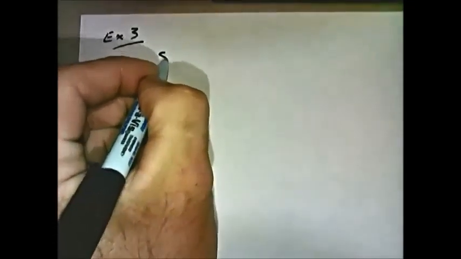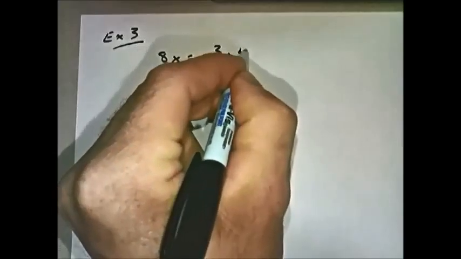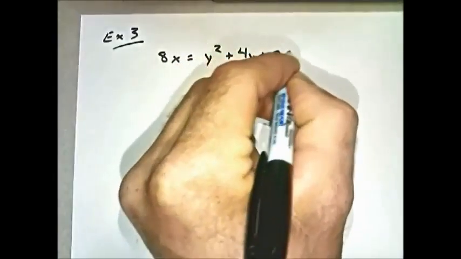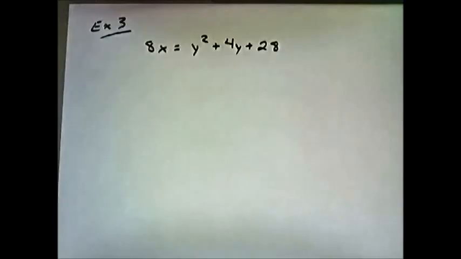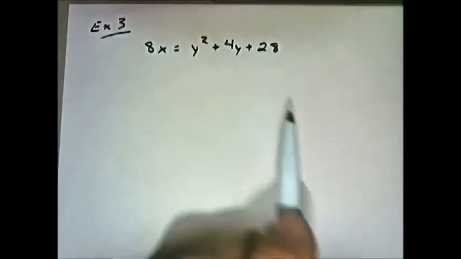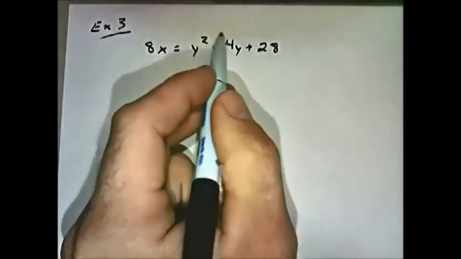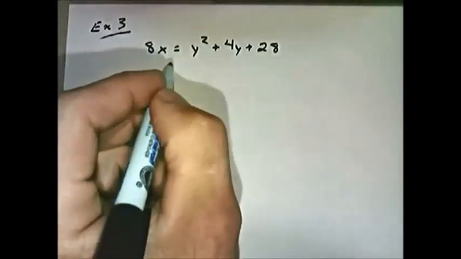In example 3, we're going to get a nice juicy problem. Let's look at 8x equals y squared plus 4y plus 28. Notice this is a rather ugly looking problem. We've got a number with the x, and it's not in vertex form. So what should we do? Let's go ahead and complete the square.